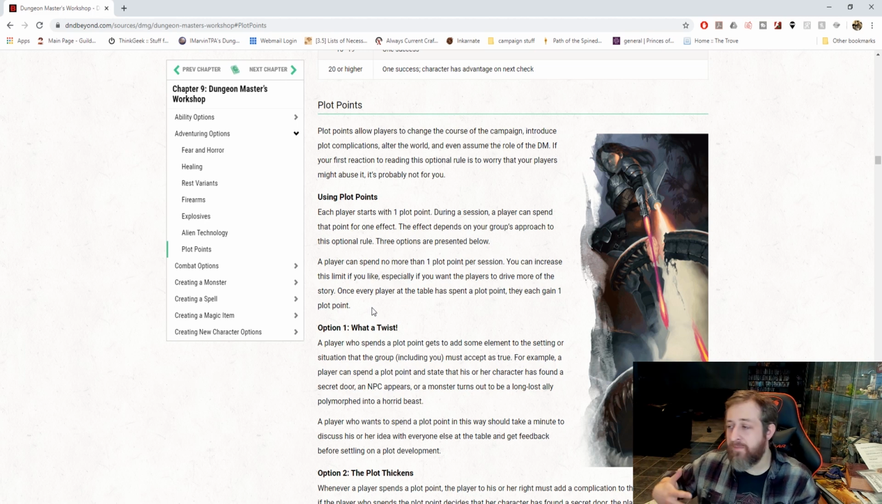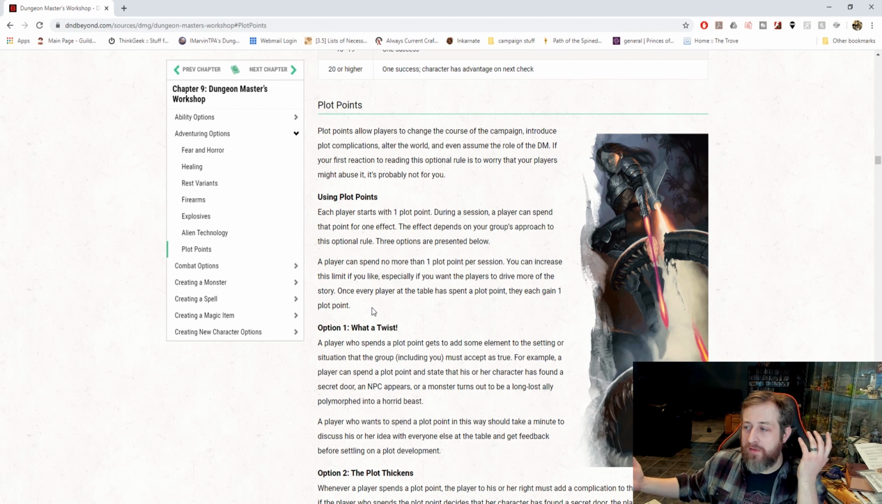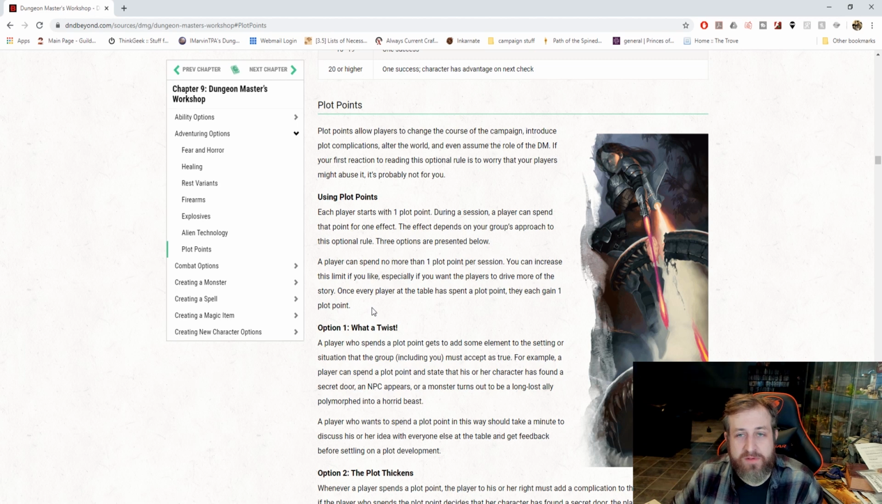Like they said, an NPC appears. Oh my god, oh hey, Bill's here. Bill, the guy who has all the magic items that we wanted to buy, he's back after we just found this dragon horde. Crazy. Or, oh my god, we can't beat this dragon. Oh my god, that was Bill polymorphed into a dragon.